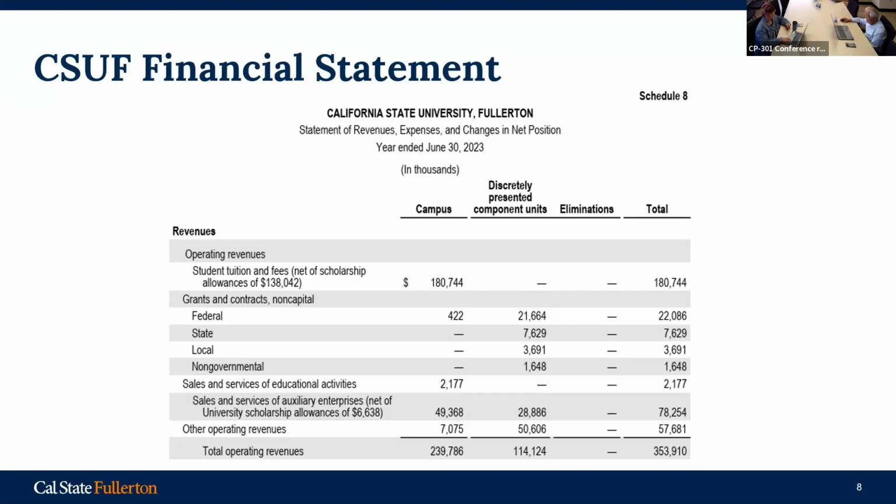And then also we have sales and services of educational activities, scholarships, things like that, and $49 million. This probably is related to housing and parking operations, and $28 million controlled by auxiliary organizations like ASC and maybe ASI. And then we have other operating revenues. So the total revenues in the fiscal year that ended in 2023 was about $240 million. Now, look at the expenses.